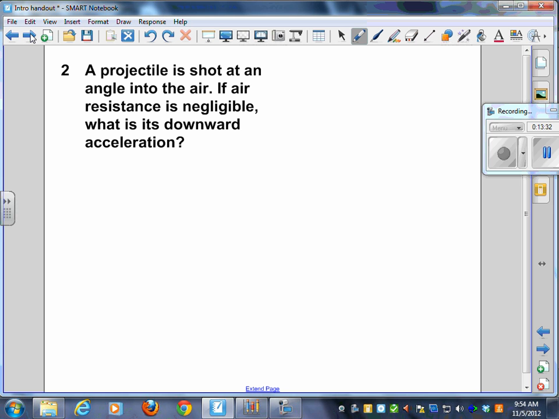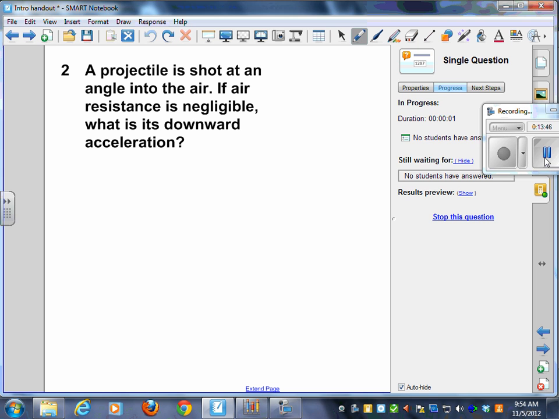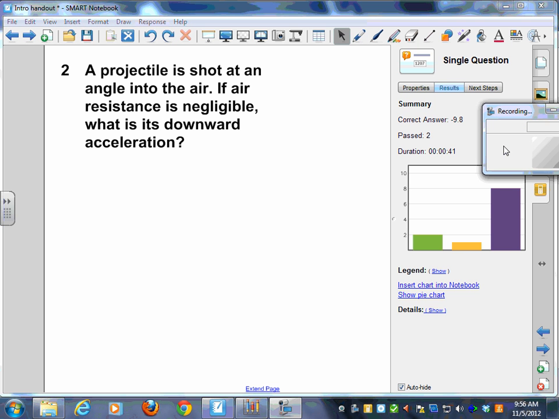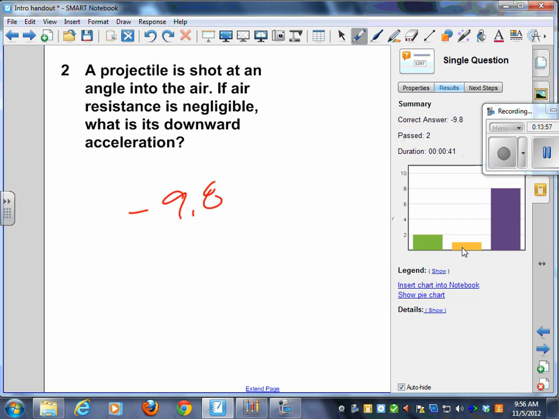Have you been listening? A projectile is shot at an angle into the air. If air resistance is negligible, in other words, if you don't worry about it, what is its downward acceleration? And I need a number. What's the answer? Minus 9.8. Gravity, downward acceleration. Now, did somebody put 9.8? Yeah? Okay, so it should be negative, right?